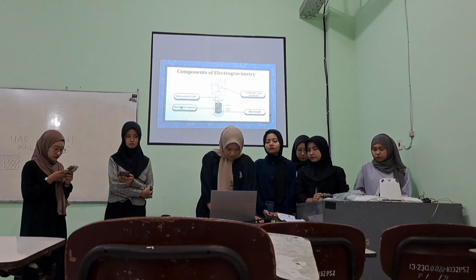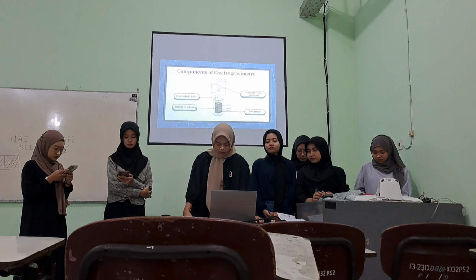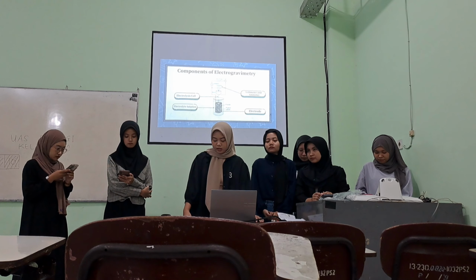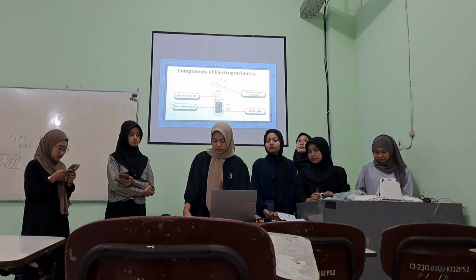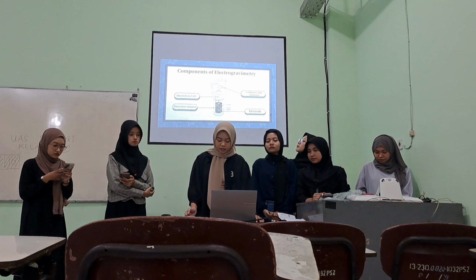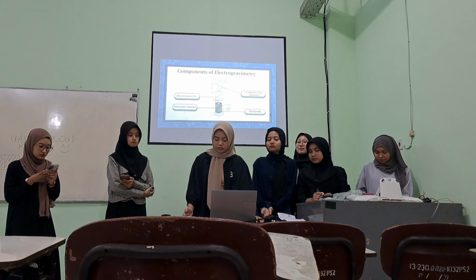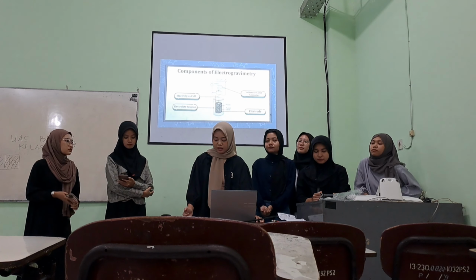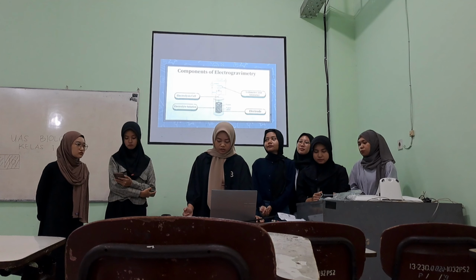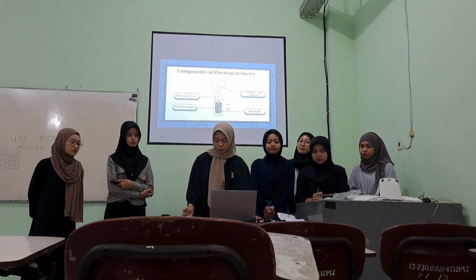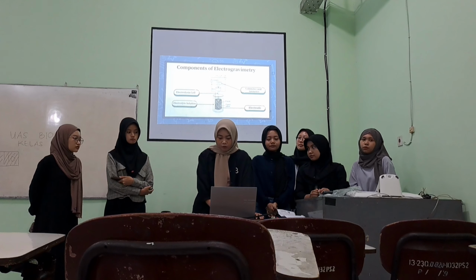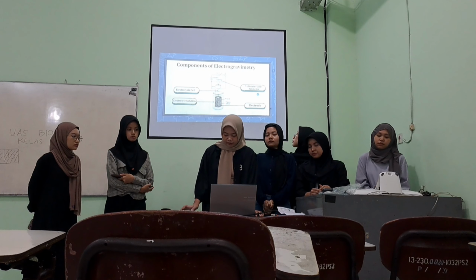Number 2, electrolyte solution. The solution contains the metal ions that will be deposited onto the cathode. The composition of the electrolyte solution must match the type of metal being analyzed and should have good conductivity to support the electrolysis process. Number 3, voltmeter and ammeter.